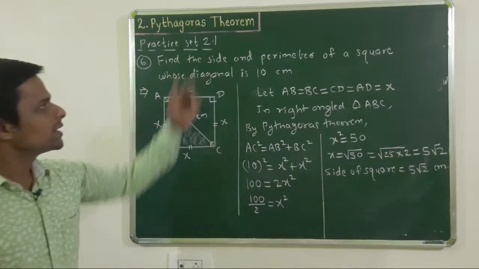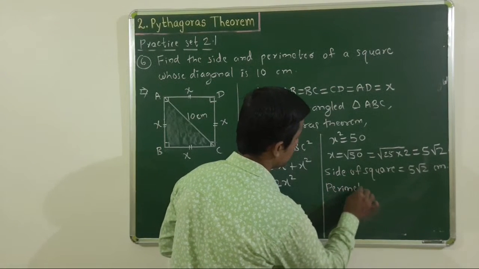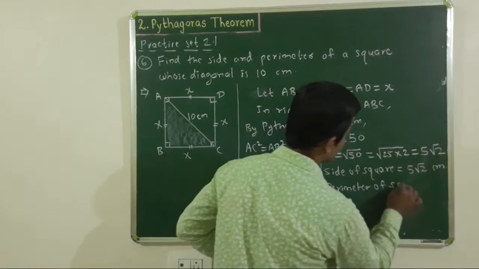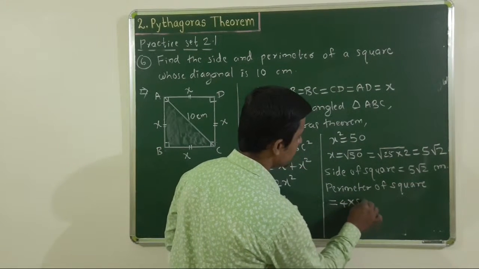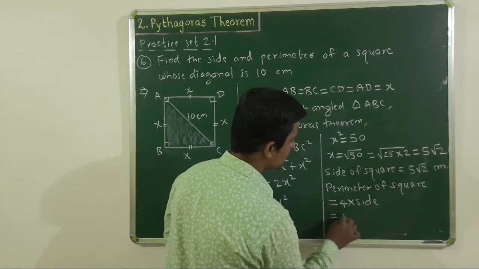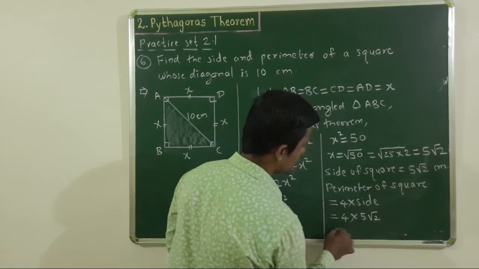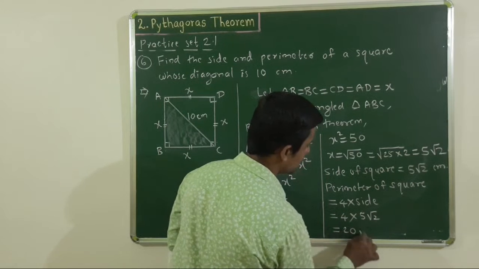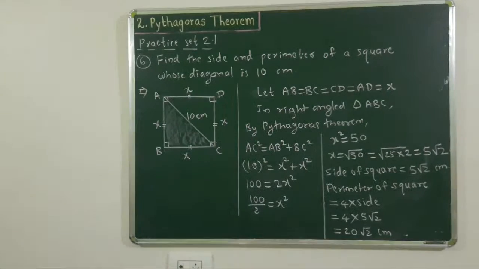Now we want perimeter of square. So perimeter of square is equal to 4 into side, that is 4 into 5 root 2, that is 20 root 2 centimeter. Perimeter will be 20 root 2 centimeter.